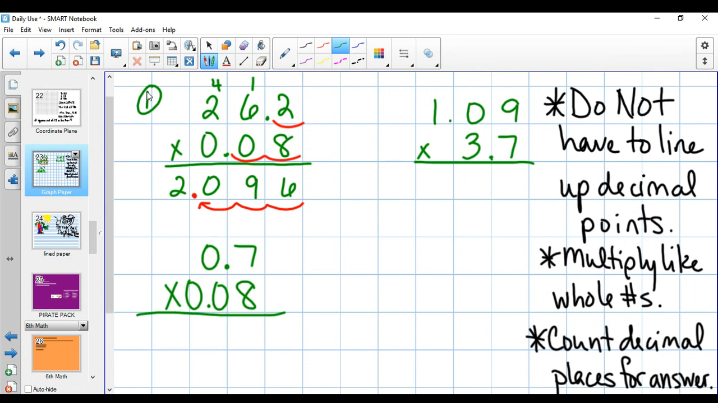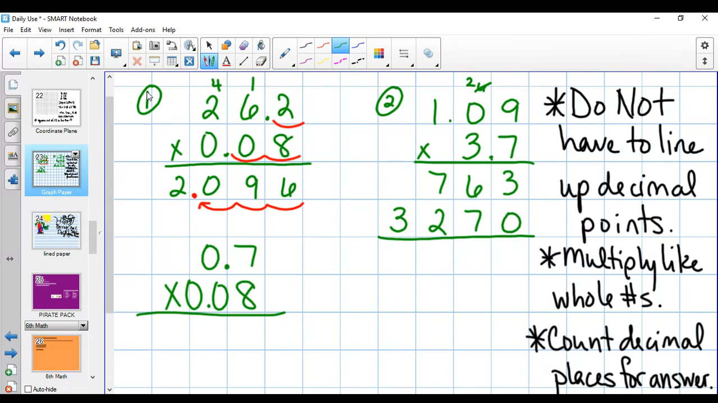Okay, for example number 2, I have 1.09 times 3.7. And I'm going to multiply 7 times 9 is 63, carry the 6. 7 times 0, that's just 6. 7 times 1, 7. On the second row, I have to remember to put my 0 to mark place value for the 7. 3 times 7 is 21, carry the 2. 3 times 0 plus 2 is 2. 3 times 1 is 3.